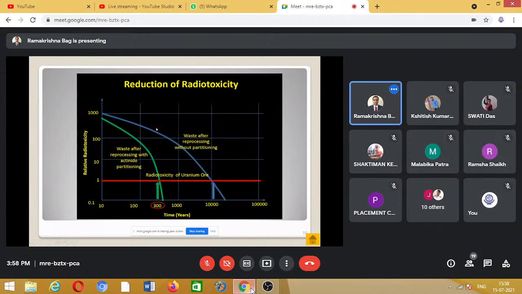This one, again, is to give you a better idea. Initially, the radiotoxicity of uranium ore is somewhere here, the line which is given as 1. Waste after reprocessing without partitioning can come down from 1 lakh to 10,000. Then again, scientists started extracting some more energy by doing something called partitioning, which is some physics. It comes down to 300 years.